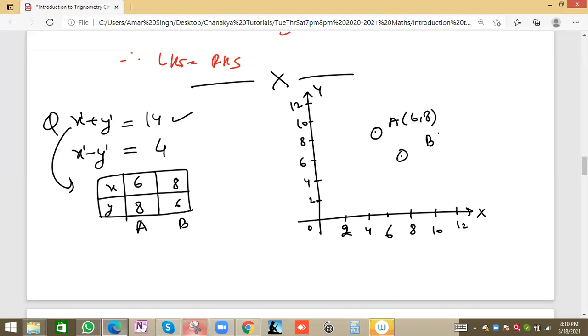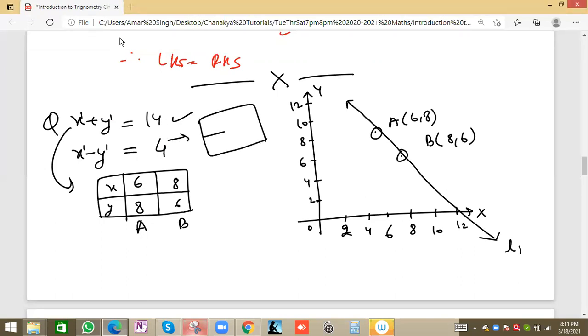So this is basically B (8, 6), and we'll join these points with the help of a scale, and this will give us line L1. Right, we have to draw two tables basically. One is for this one, and for the second one I can draw a table here, because we have two equations, so we get two lines. This line L1 is for the first one.